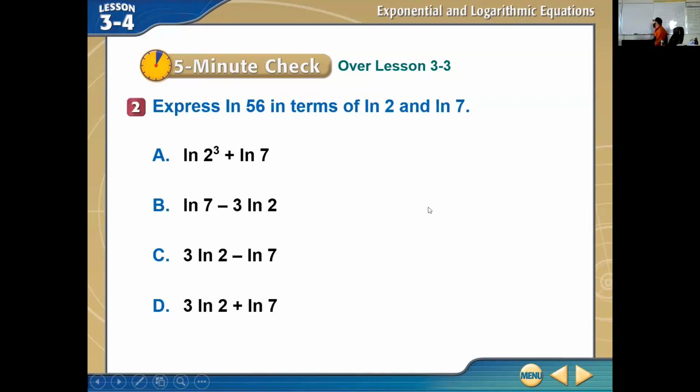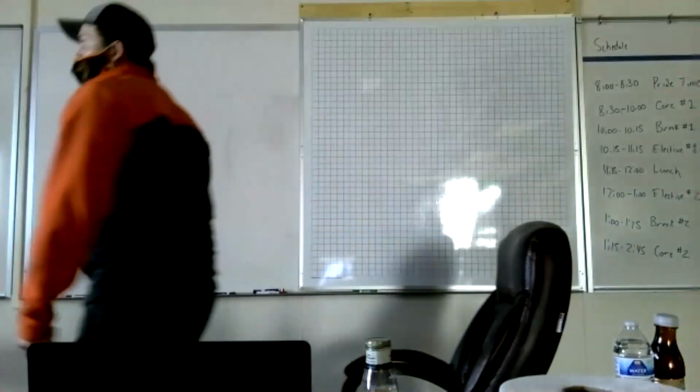Next one, express the natural log of 56 in terms of natural log of 2 and natural log of 7. So this one, once again, we have to manipulate 56 to get it into terms of 2 and 7. One of our numbers is pretty solid, right? 56 is 8 times 7, and 8 is equivalent to 2 cubed.